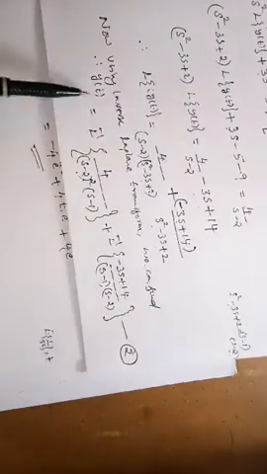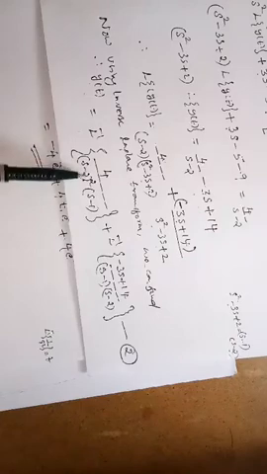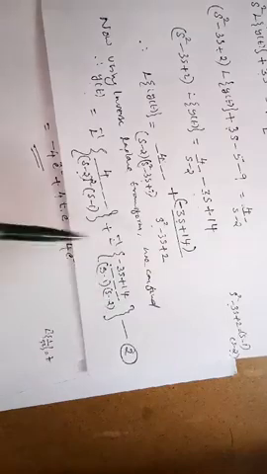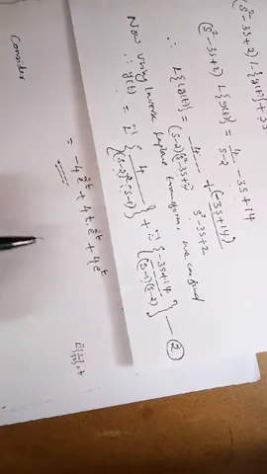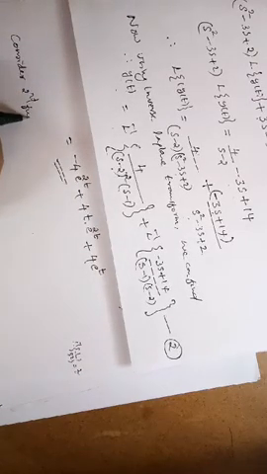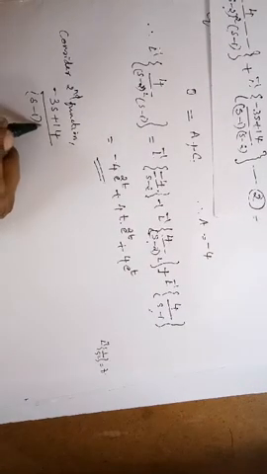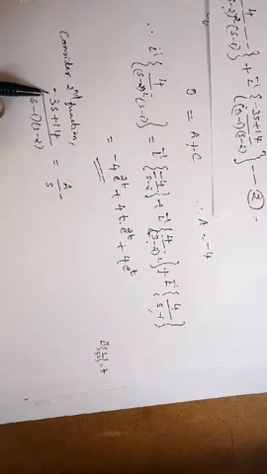Our problem y of t consists of two terms. y of t equals L inverse of this plus L inverse of another term. So next we consider the second function, that is minus 3s plus 14 divided by (s minus 1) into (s minus 2). Clearly, the degree of the numerator is less than the degree of the denominator.